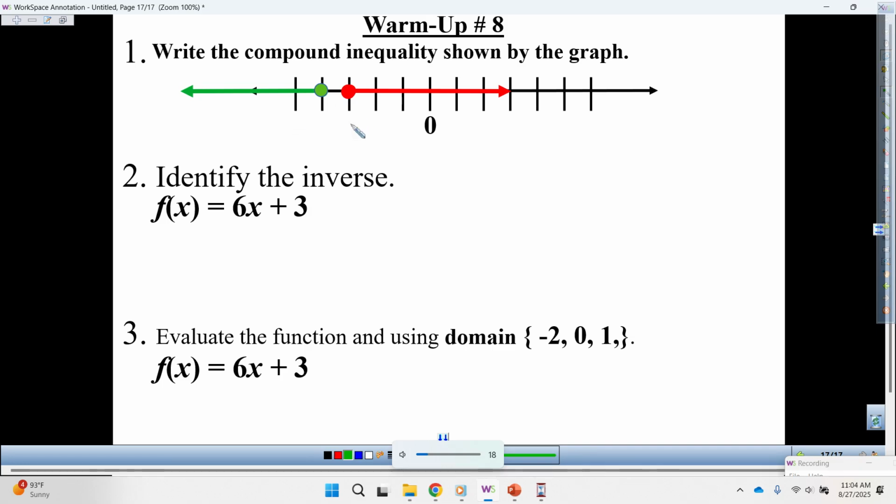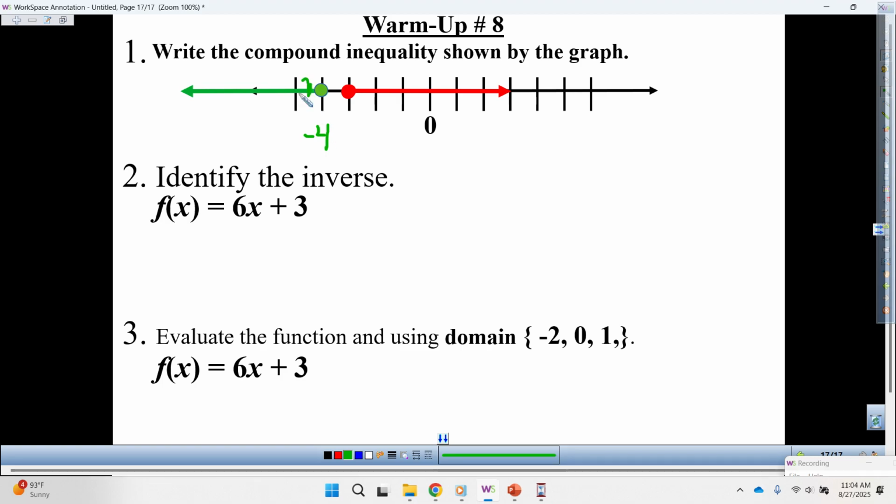All right, let's go with, how about Sarah? What did you write, Sarah? No, just the inequality for the green part. Okay, so what is the dividing number? What number did it start with? Let's see. 1, 2, 3, 4, -4. All right, so far so good.